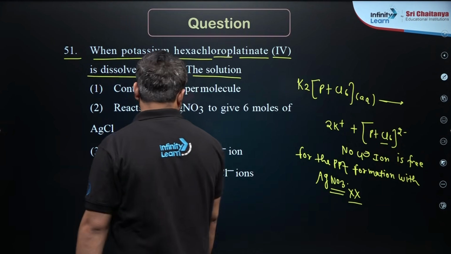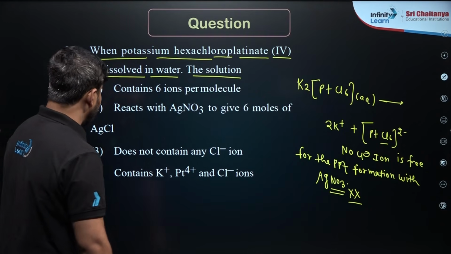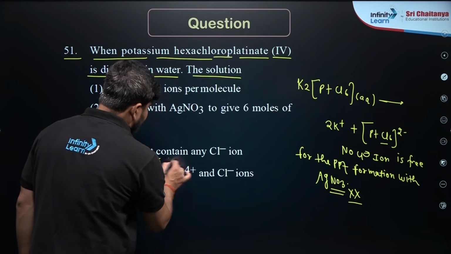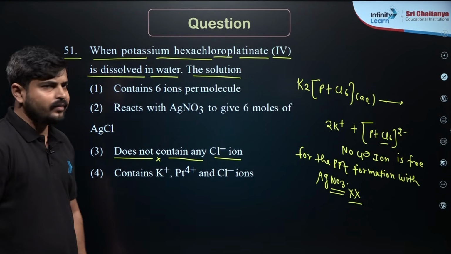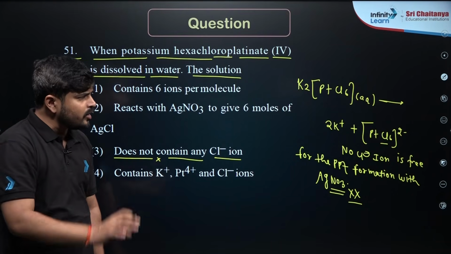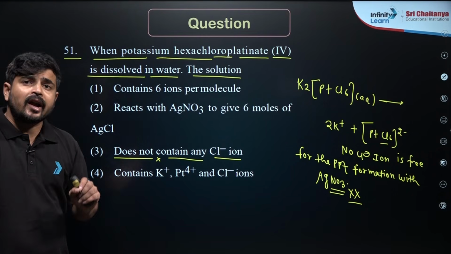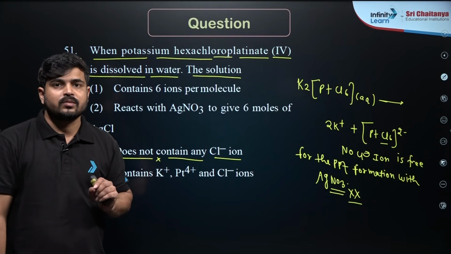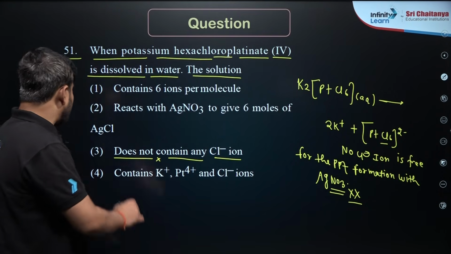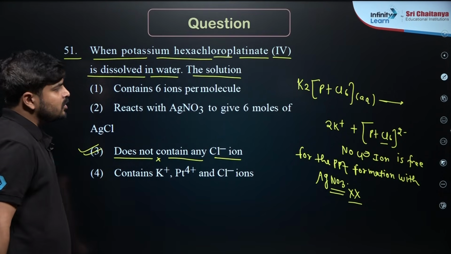Okay, so here what we can write properly is that it does not contain any Cl minus ion, because if free Cl minus ion is not available here, then definitely it is not going to react with the silver nitrate and it is not going to convert into AgCl as a white precipitate. Okay, it is not possible. So please remember this one. So accordingly, the third one is the correct answer of this question.